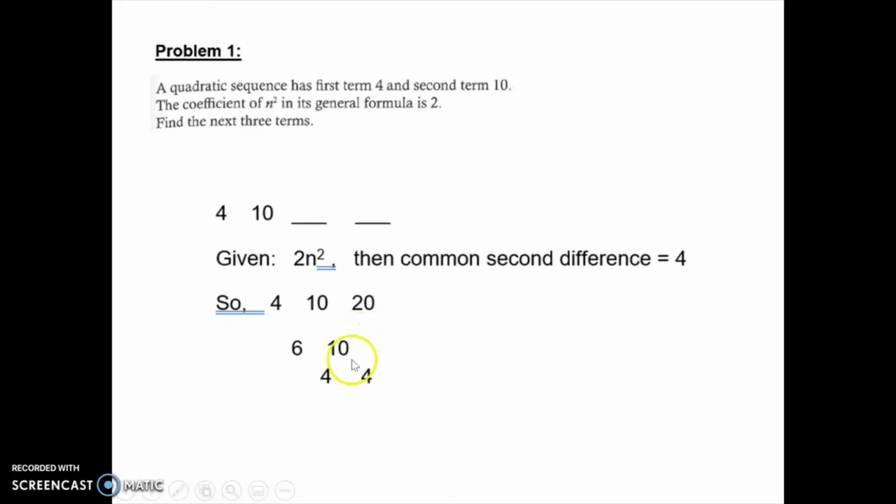What's the next one going to be that we can get? Well, we can put 4 here again. 10 plus 4, 14. Then 20 plus 14 must be 34 here. Let's put another 4 down here. 14 plus 4, 18 here. 34 plus 18, 52 there. Great. So we have found the next 3 terms. They are 20, 34, 52.